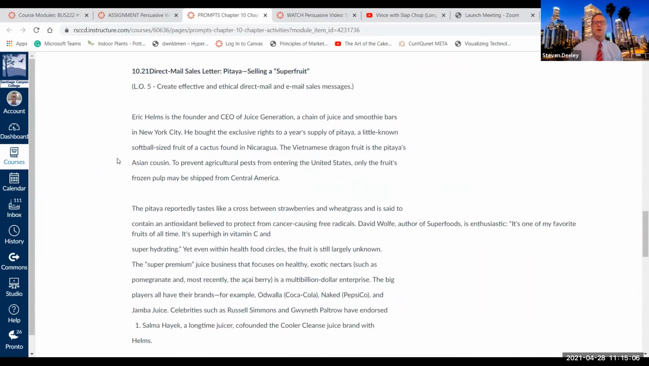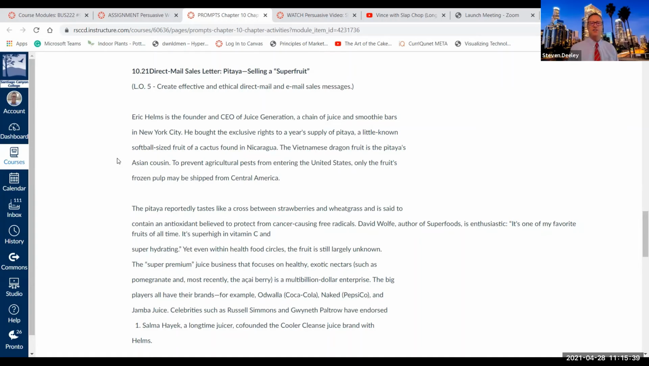So 10-21, selling a superfruit, the pitaya. Eric Helms is the founder and CEO of Juice Generation, a chain of juice and smoothie bars in New York City. He bought the exclusive rights to a year's supply of pitaya, a little known softball-sized fruit of a cactus found in Nicaragua. The Vietnamese dragon fruit is the pitaya's Asian cousin. To prevent agricultural pests from entering the United States, only the fruit's frozen pulp may be shipped from Central America. So that's just a little background information, okay?